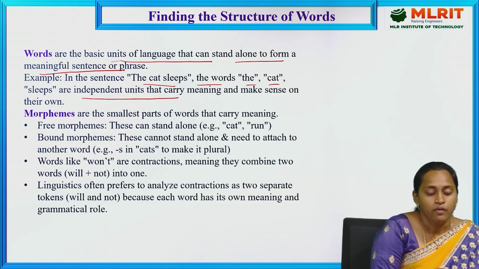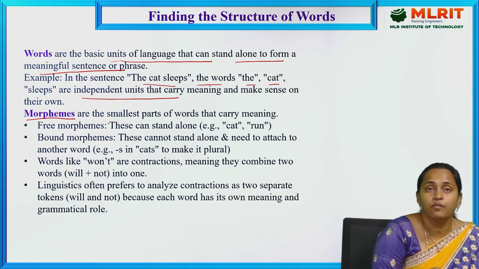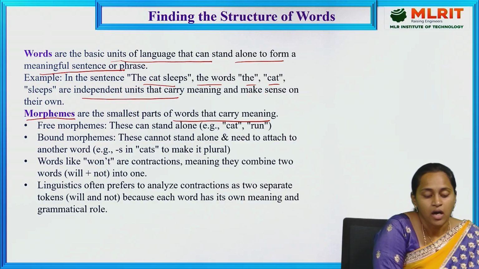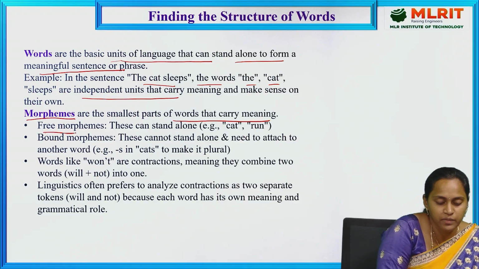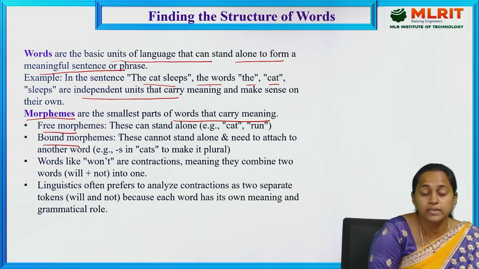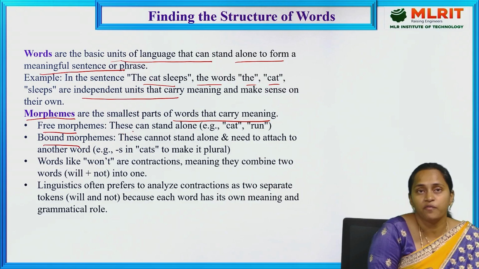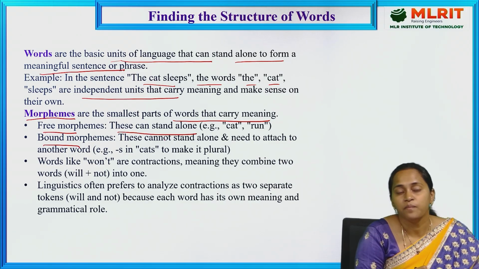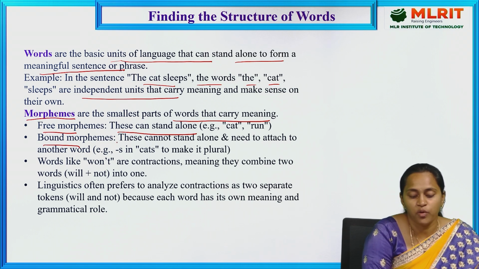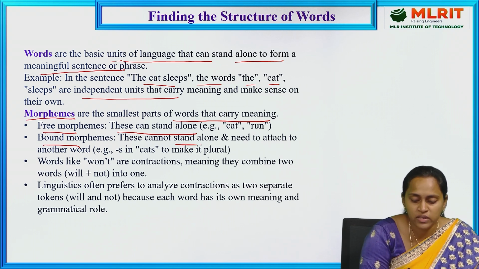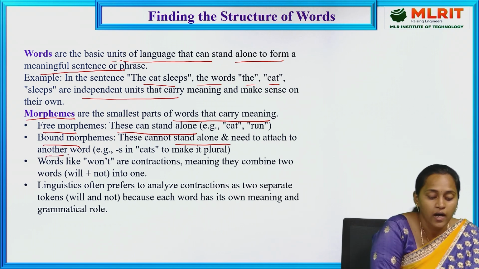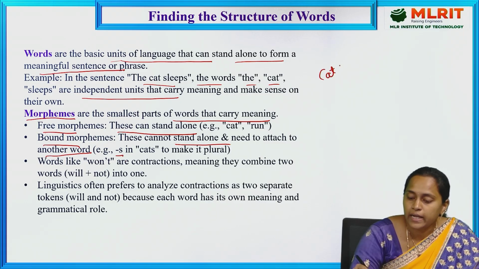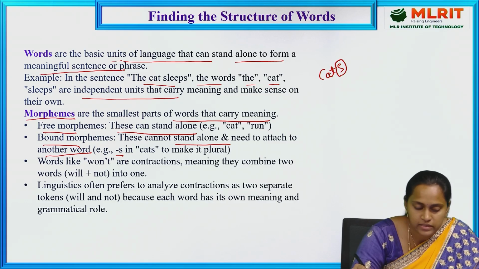Next, what is the meaning of morpheme? Morphemes are the smallest parts of words that carry meaning. How many types of morphemes are there? Free morphemes and bound morphemes. What is the meaning of a free morpheme? These can stand alone. Example, cat. These all come under free morphemes. Next, see the bound morphemes. These cannot stand alone and need to attach to another word. Example, we can make a plural, cats. We are adding s here. This is called a bound morpheme.